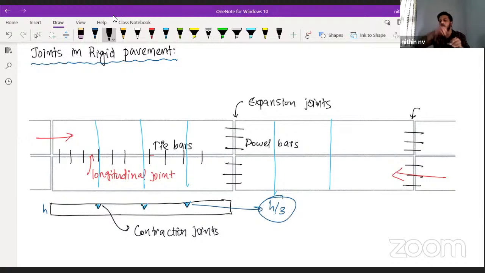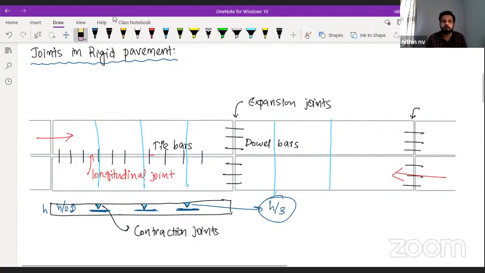We are removing some material, so the strength of that portion will decrease. To take care of that decrease in strength, what we practically do is give some dowel bars here also, at the center of the thickness, means approximately h/2. That may vary, depending on the design. Around that you can just remember: at the middle of the slab thickness, we will give some dowel bar.